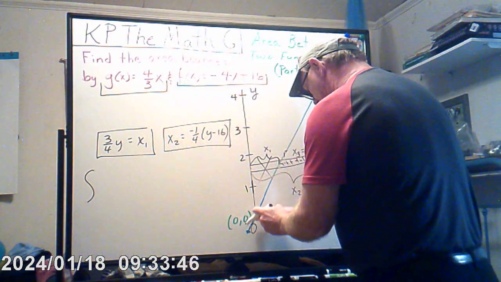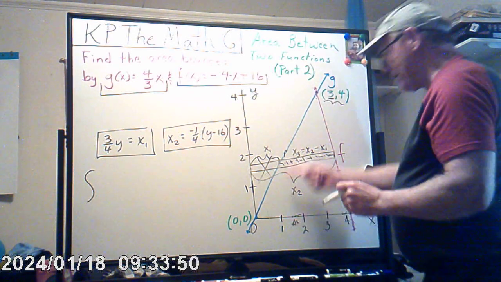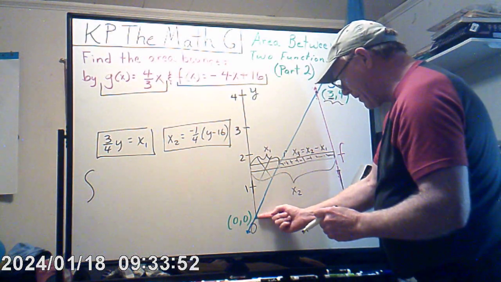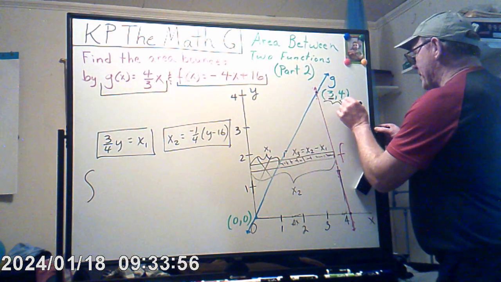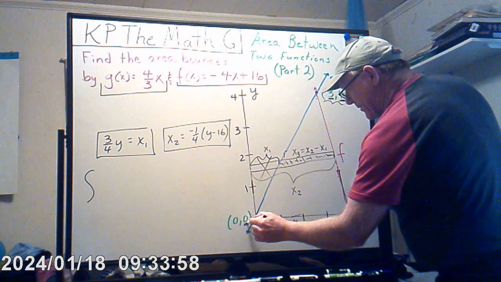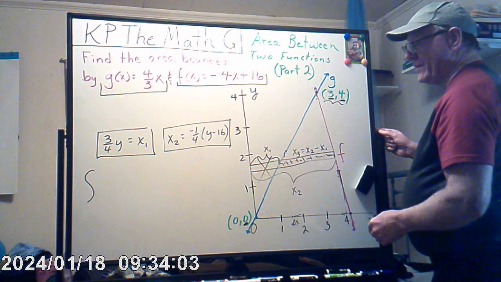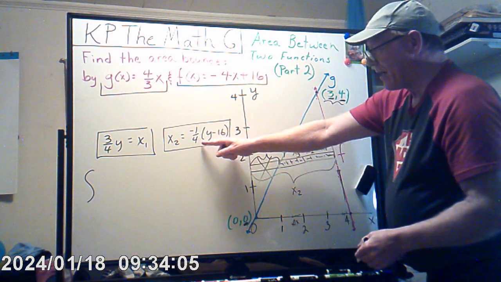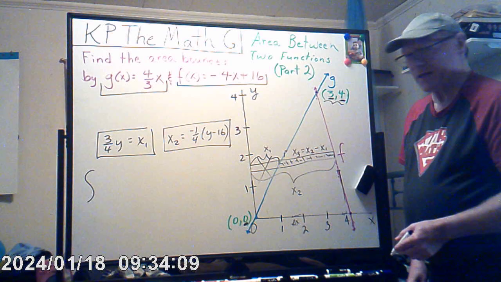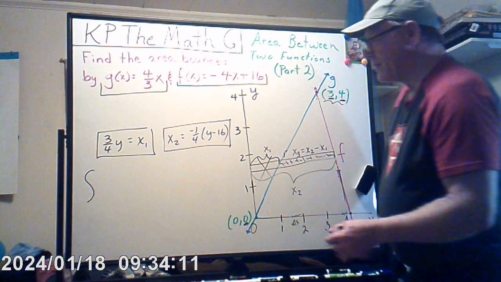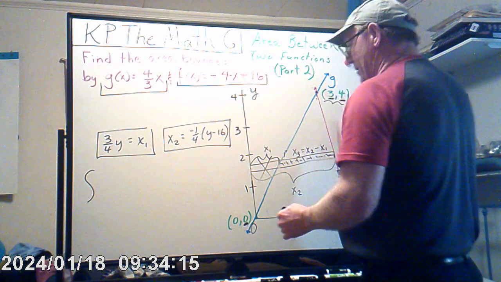This interval is, if I keep going this way and this way, I'm going from 0 to 4. Now we don't use the x values now, we use the y values. When everything's in terms of y now, we've got to use the y values. Makes sense? So here's what we got. We got from 0 to 4.